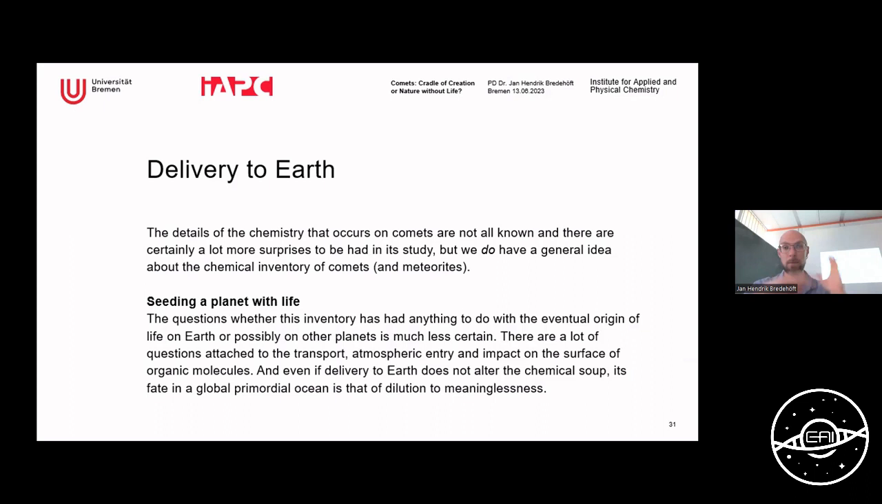There's a couple of very well-equipped and very clever groups of people studying just that, and they find that you can actually do shock synthesis. So this is pretty complex. And even if delivery to Earth of this sort of chemical soup in meteorites and comets does not change the chemistry in any meaningful way, crashing these into a global ocean will dilute these to meaninglessness.